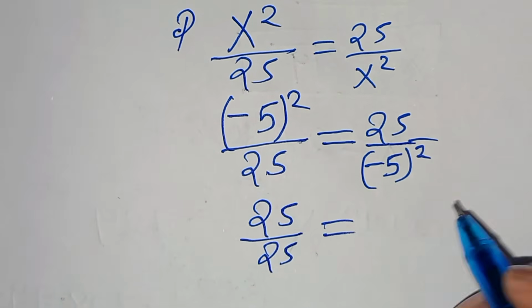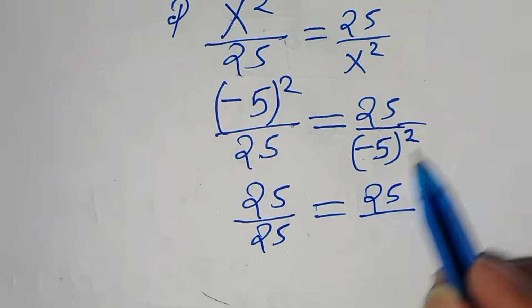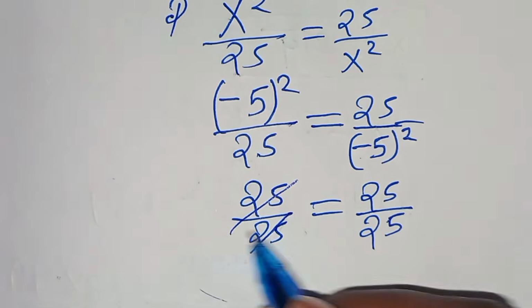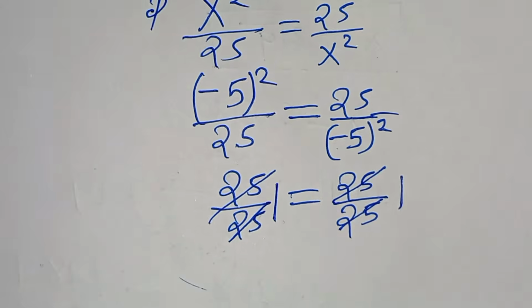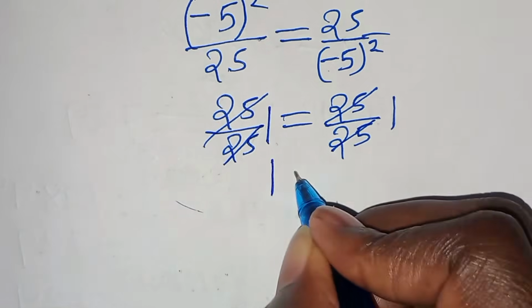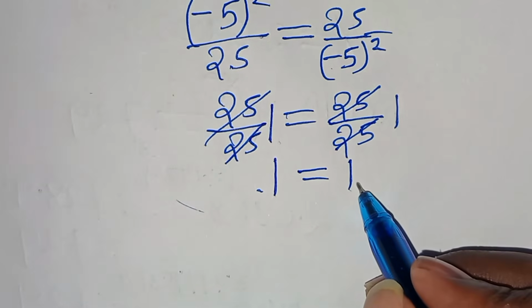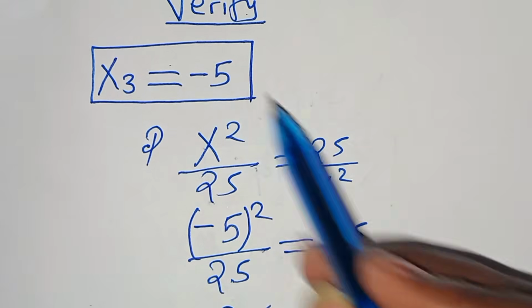This is equal to 25 divided by (minus 5) squared. This is 25. So 25 and 25 simplify. So this is 1. And 25 and 25 simplify. So this is 1. So that 1 is equal to 1. The left hand side is equal to the right hand side. And this means that x3, which is minus 5, satisfies the equation.